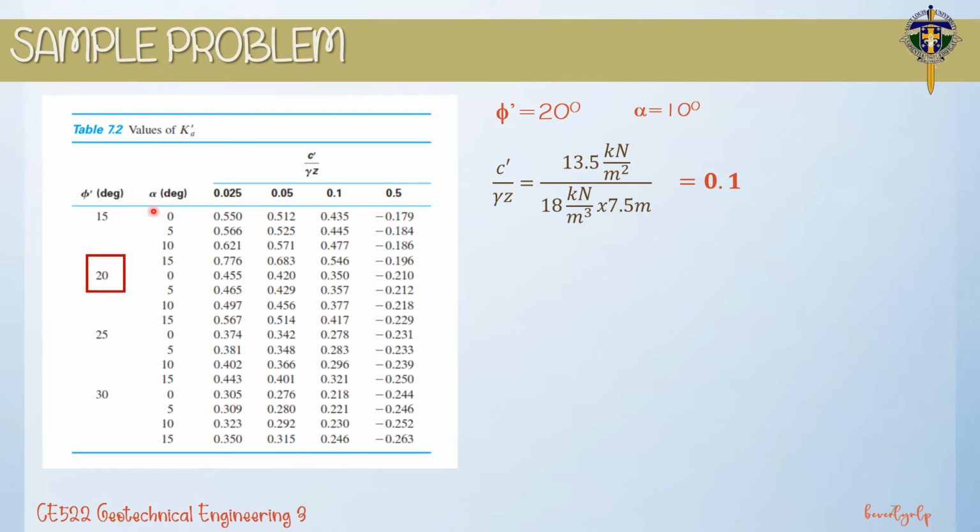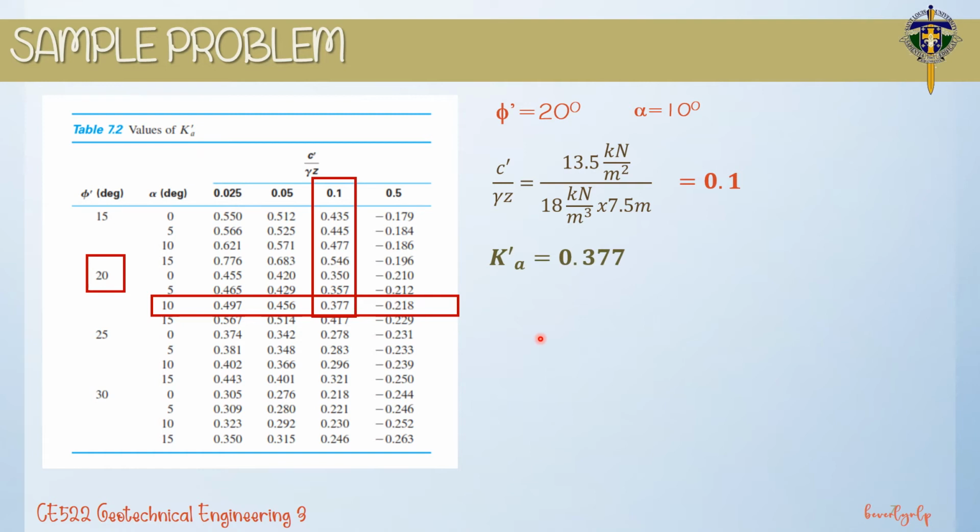Next is we shall now consider the alpha. So our value is 10 degrees. So we have here 0, 5, 10, 15. So we are at this 10 degrees. And the next is the value of this quantity. So this is 0.1. We have here 0.025, 0.05, 0.1, and 0.5. So since our value is 0.1, we are at this category. And this is the intersection of our plot. So therefore, this becomes now the value of the coefficient of active earth pressure.